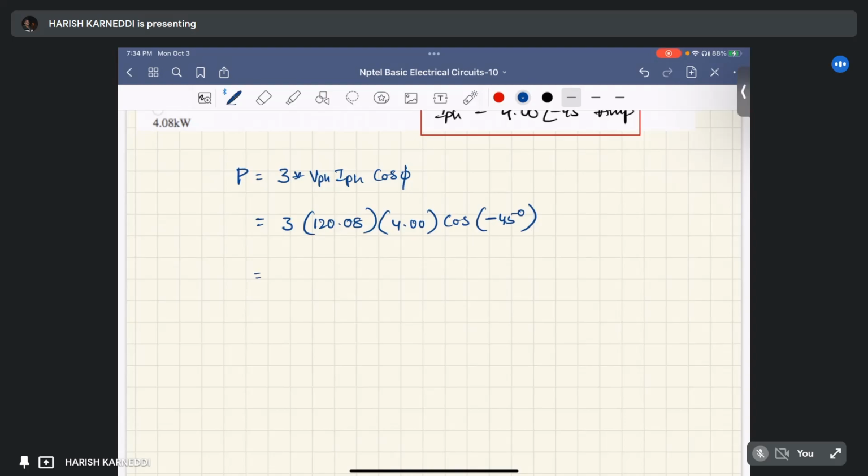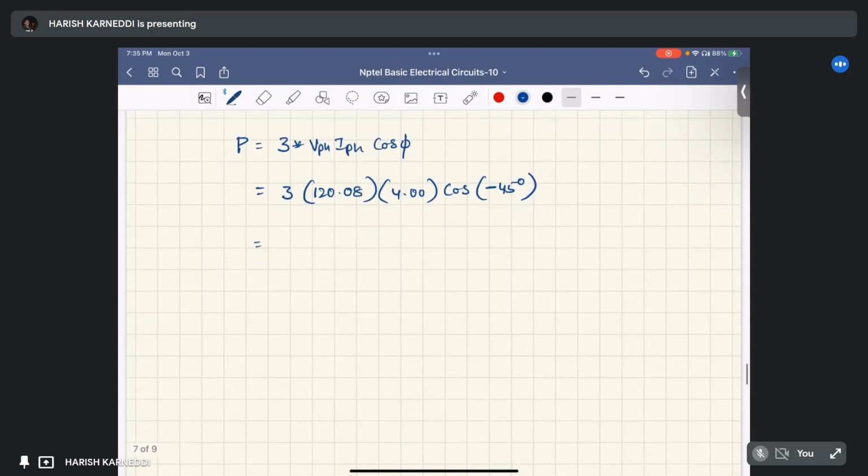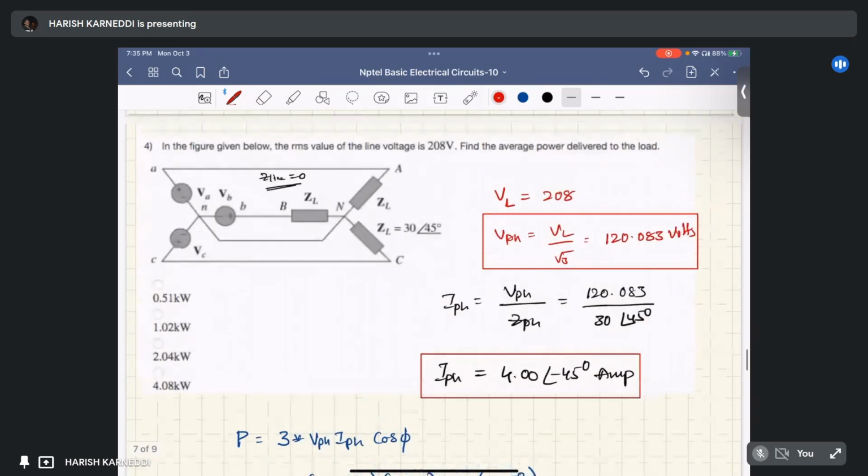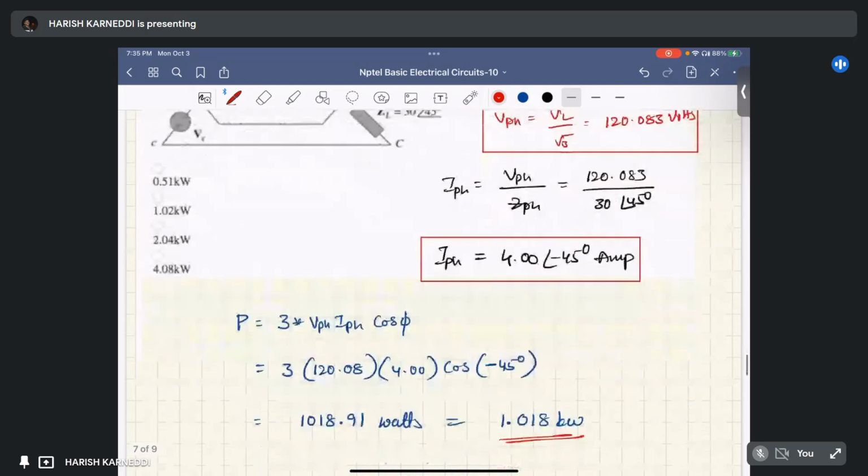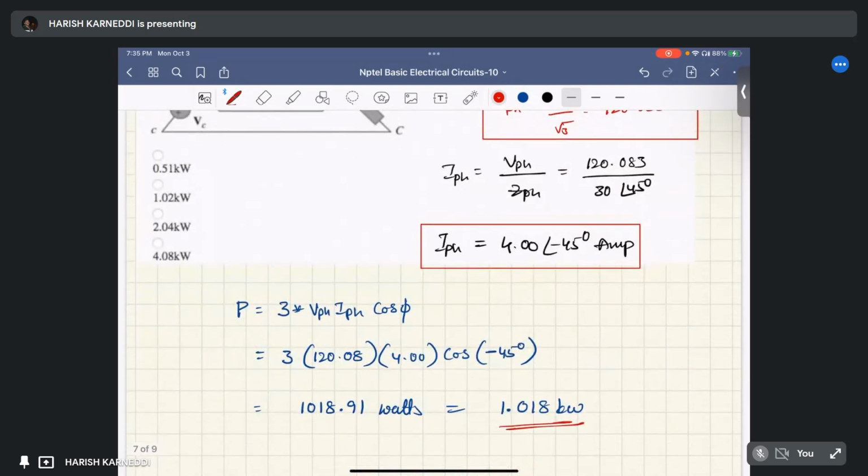So this equals 3 into 120.08 into 4 into cos of minus 45, which is 1018.91 watts. We can write this in kilowatts as 1.018 kilowatt. So the average power delivered by the source to the load is 1.018 kilowatt, which is about 1.02 kilowatt. This is option B.